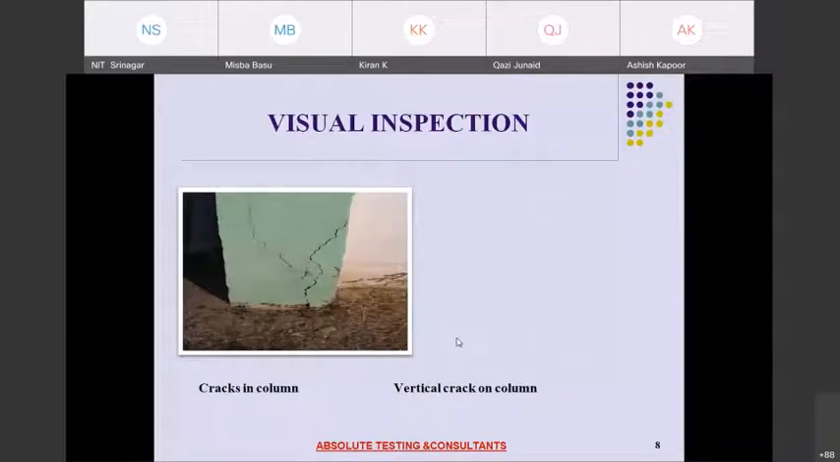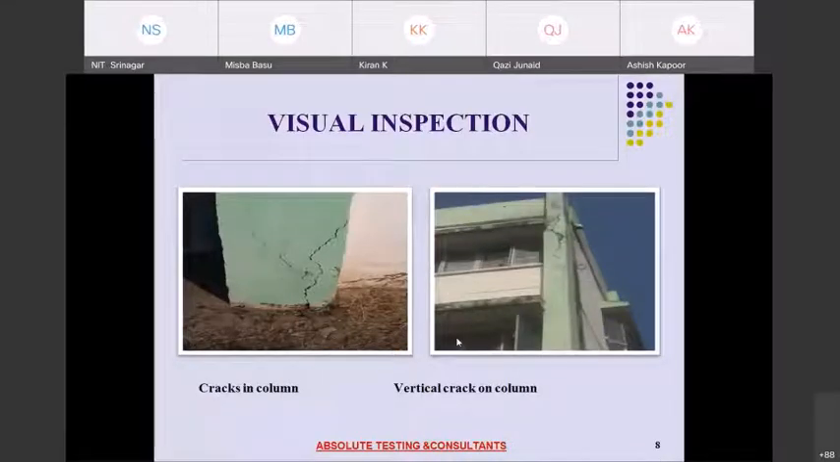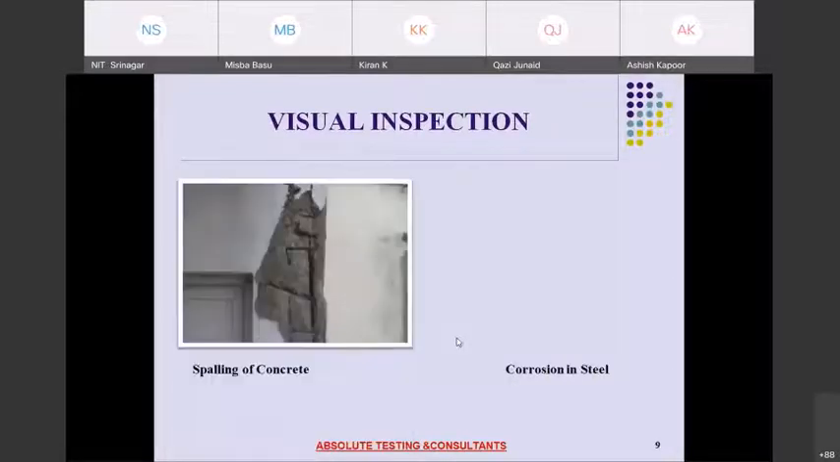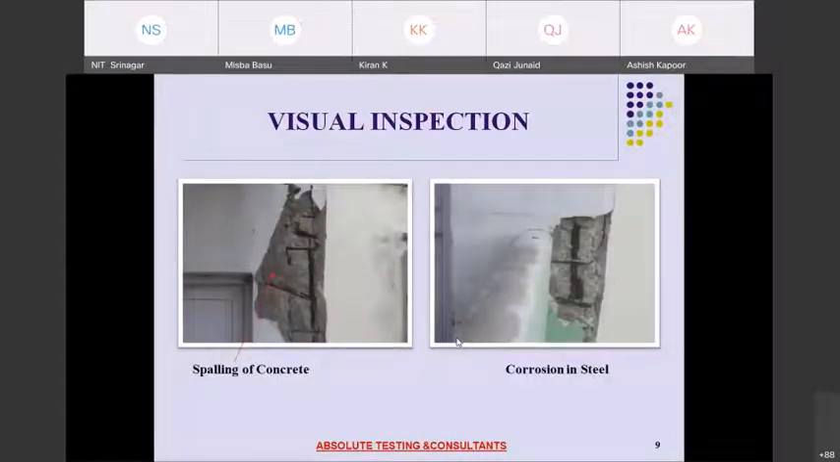These are the cracks in columns. This is because the reinforcement is getting corroded inside, and this is the initial stage. You can see these are the vertical cracks on the column which we have seen, and this is the second condition when spalling occurs. This is the spalling of concrete, and here you can see the steel is getting corroded, and because of this corrosion, this spalling occurs.